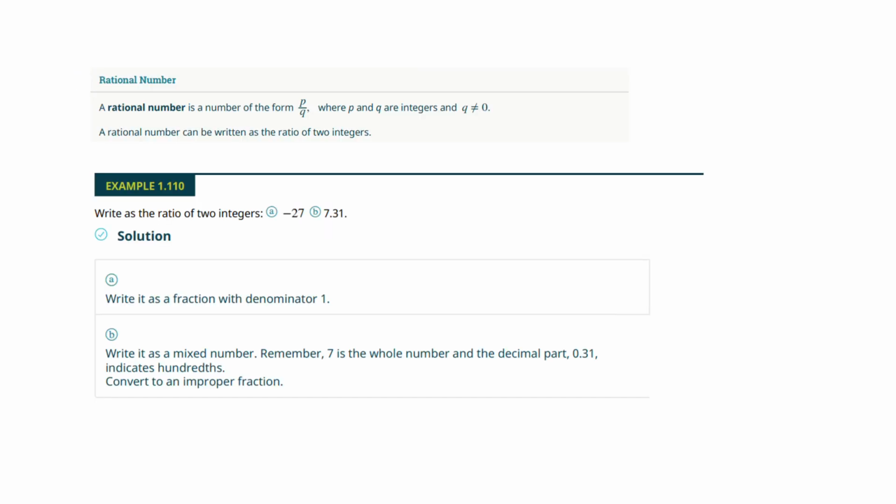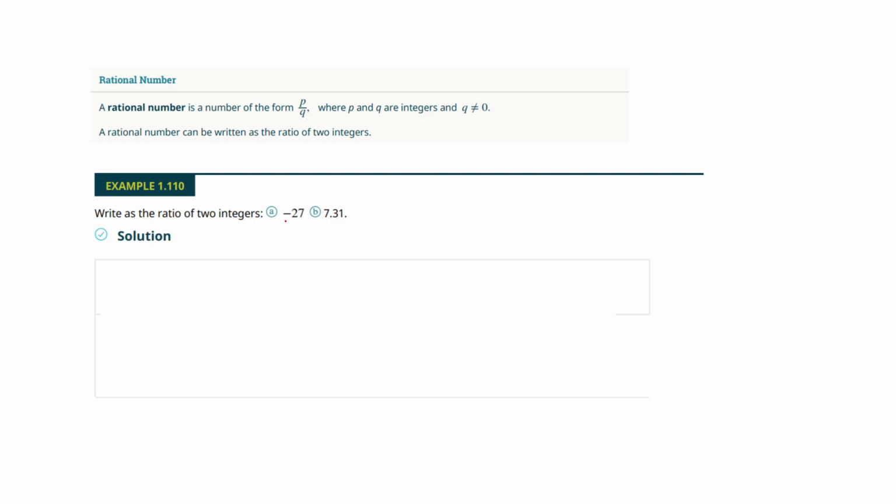I don't understand what this is doing. Okay, I'm not sure what they're doing here, but obviously both of these could be written as a fraction. You can always put negative 27, you can always put a whole number over 1, so now it's a fraction. And that's the same number, so we're good.